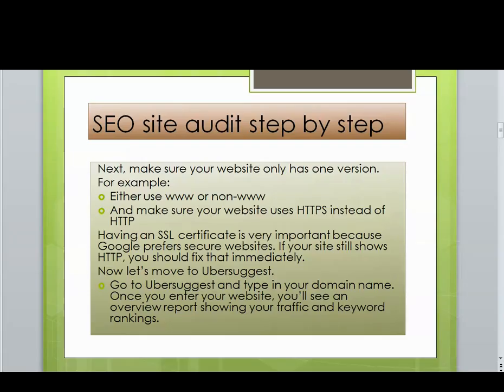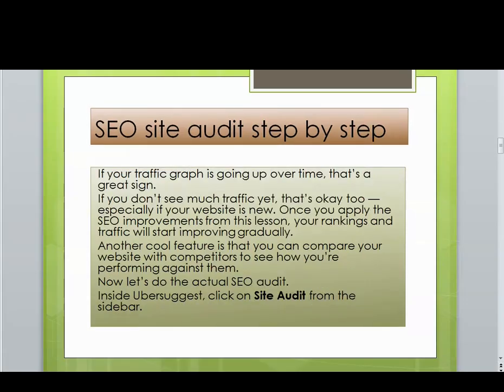Now let's move to Ubersuggest. Go to Ubersuggest and type in your domain name. Once you enter your website, you'll see an overview report showing your traffic and keyword rankings. If your traffic graph is going up over time, that's a great sign. If you don't see much traffic yet, that's okay too, especially if your website is new. Once you apply the SEO improvements from this lesson, your rankings and traffic will start improving gradually. Another cool feature is that you can compare your website with competitors to see how you are performing against them.